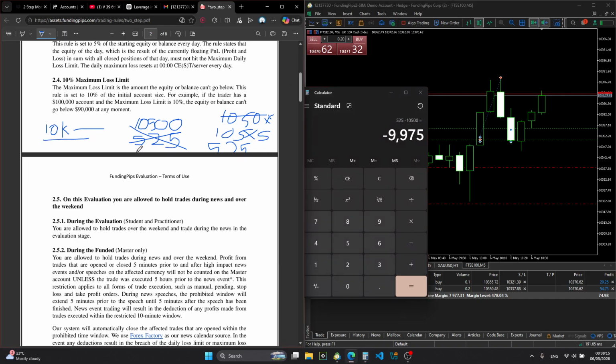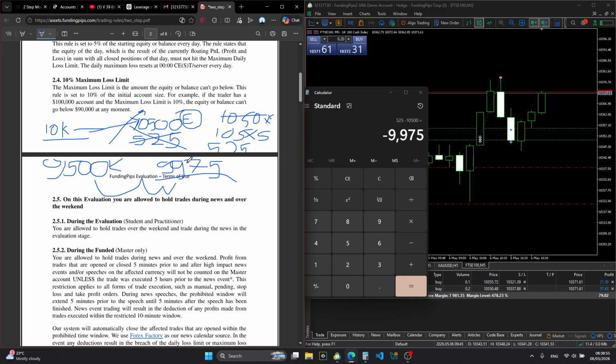So initially it was 10k, right? So you could lose up to 9,500 in FTMO. Even if you went up to 10,500, you could again come back to 9,500 and not lose anything. But in Funding Pips, now this becomes 9,975. See, there is no breathing room once you win. Which means when you go up, and this is equity, not even balance, you have to make sure that stop losses are in place.